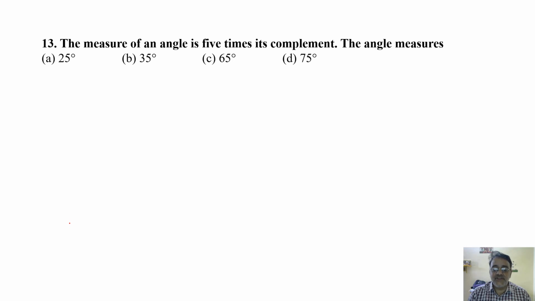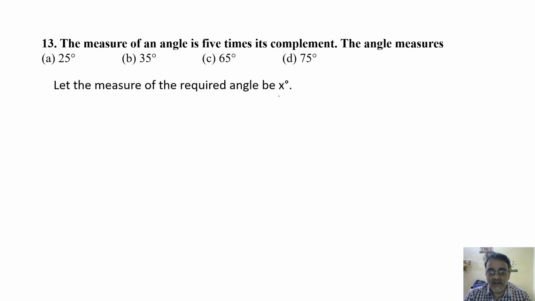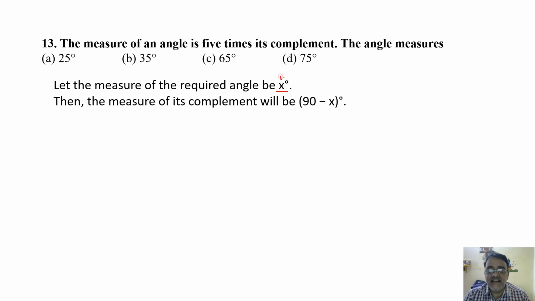Now 13th question. The measure of an angle is 5 times its complementary angle. The angle measure what? So let the angle be x. So what is the complement of angle x? 90 degrees minus x. Now what is given is that this angle is 5 times this angle. Now open the bracket, 450 minus 5x.